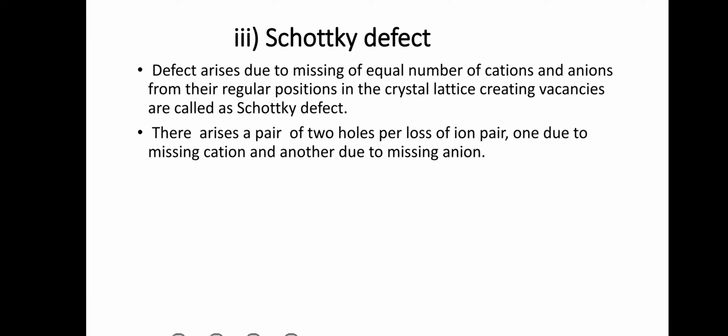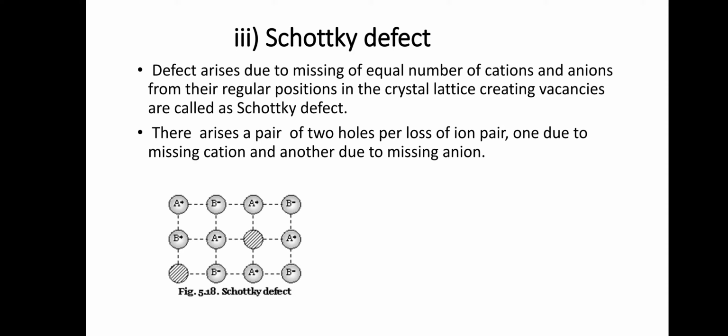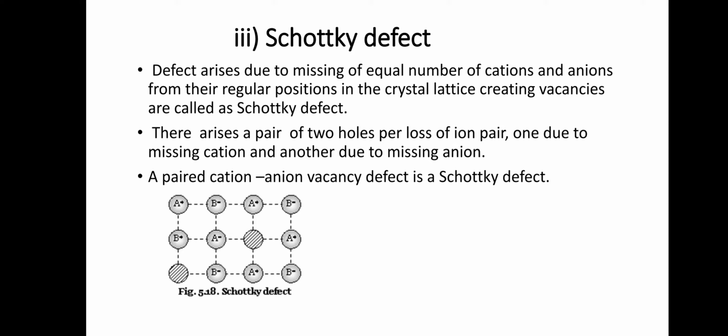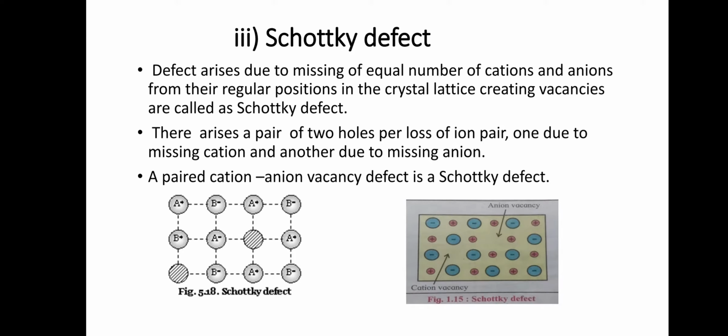Now, how exactly is this happening? Let us see with this diagram, where A plus is a cation and B minus is an anion. Here there is a loss of one cation and a loss of one anion, and hence a vacancy is developed over there. A paired cation-anion vacancy defect is called a Schottky defect. As you can see in this diagram also, there is a loss of a cation and a loss of an anion. Hence, this type of defect is called a Schottky defect.